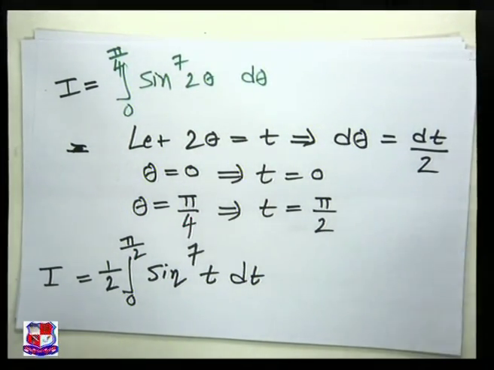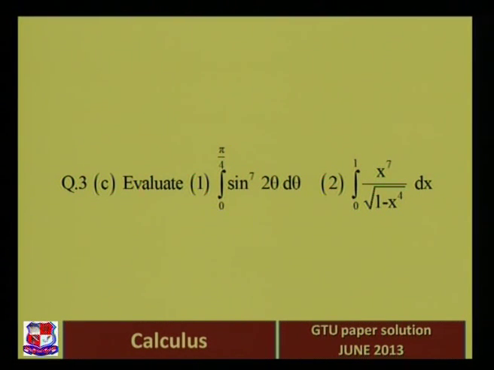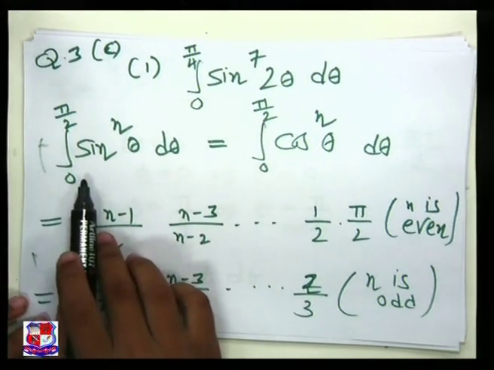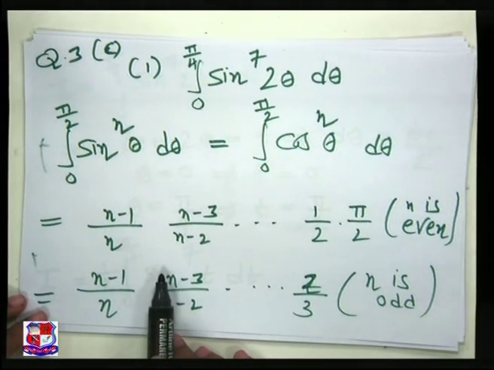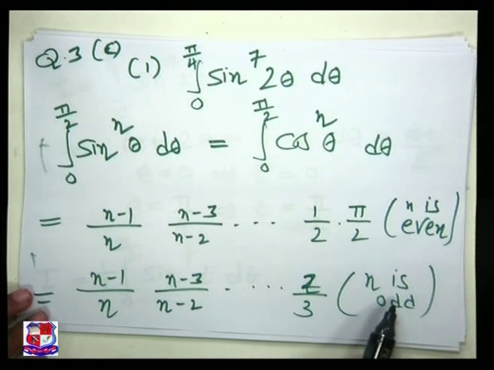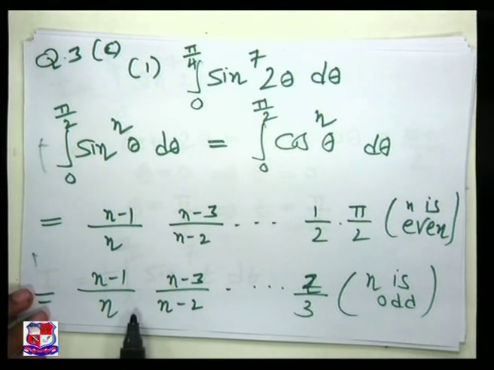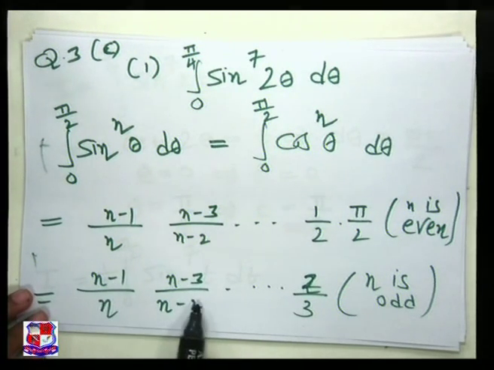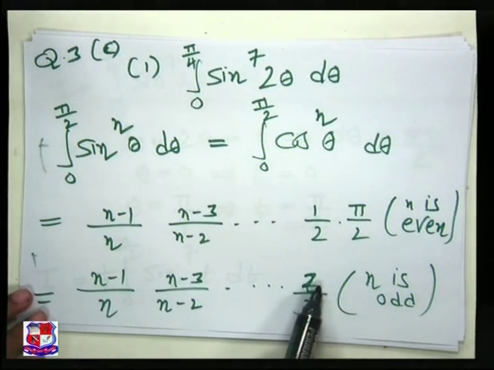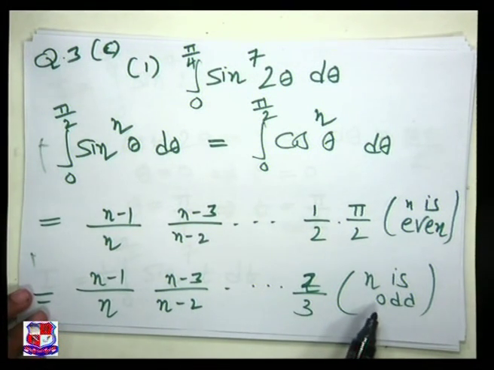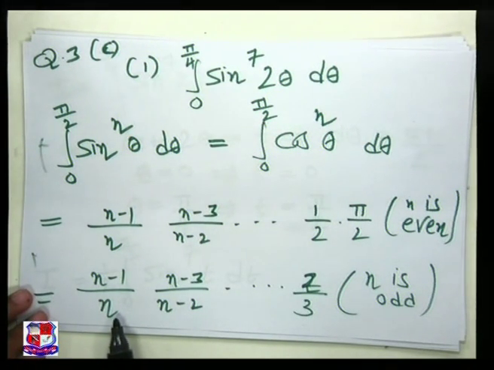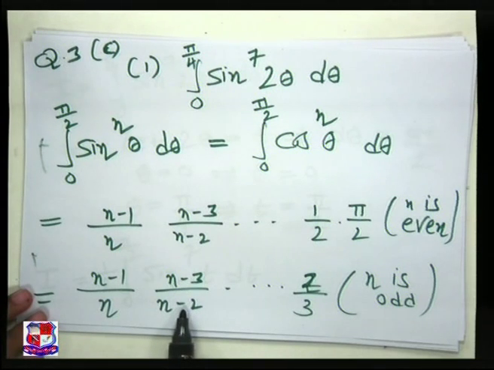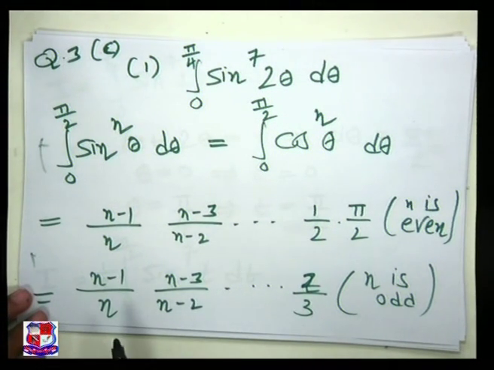Now we can apply this formula. The integration from 0 to pi by 2 of sin theta raised to n, here n is equal to 7. 7 is an odd number, so we have to apply the formula (n minus 1)(n minus 2)(n minus 3) up to 2 by 3 if n is an odd. So n is equal to 7, and the answer is 6, 5, 4, 3, 2.